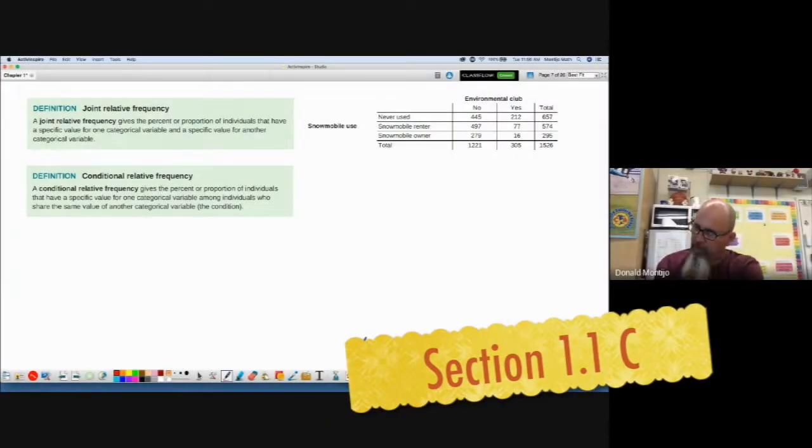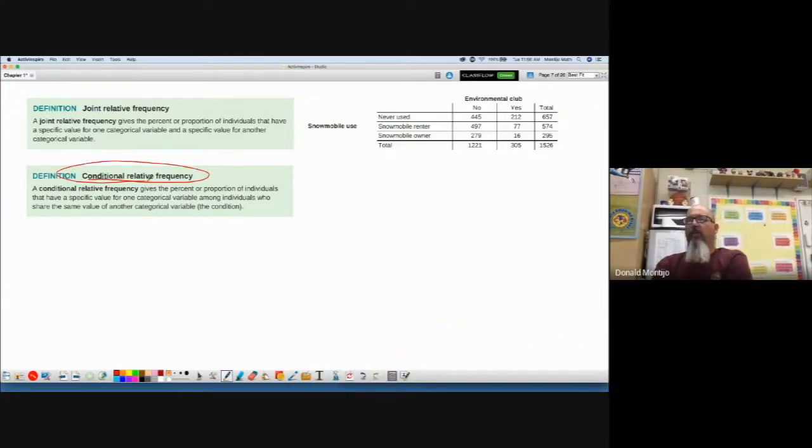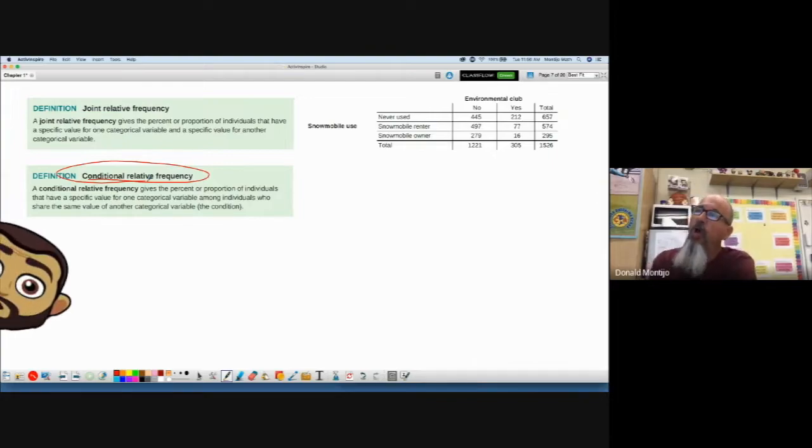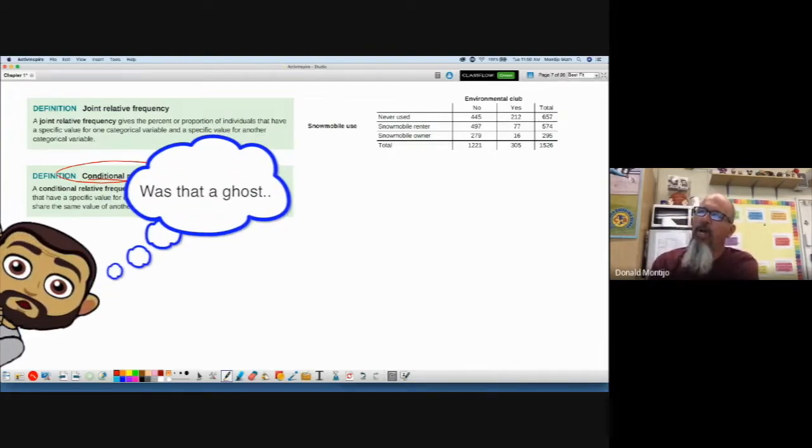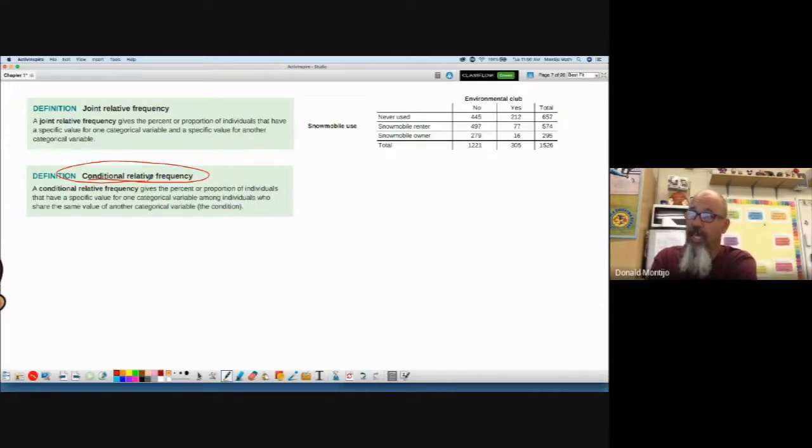Okay, let's look down here now at conditional relative frequency. Relative means percent. Frequency means how often does it occur. But we're not going to be giving a numerical value. We're going to be giving a percentage of the time that it occurs. A conditional relative frequency gives the percent or proportion of individuals that have a specific quality about them. Remember, we're not talking qualitative data, we're talking categorical, but it makes sense to use that term.